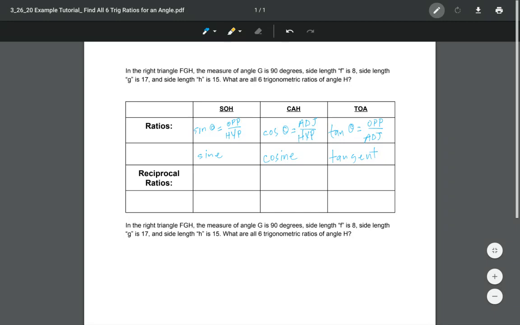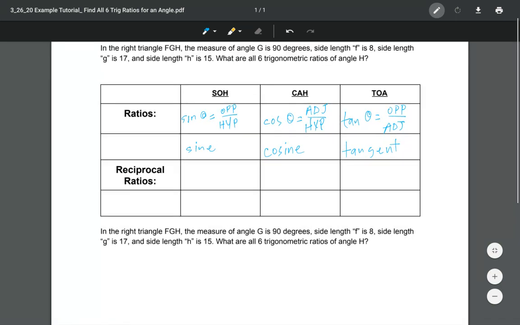Okay, so those are our 3 basic trig ratios. However, they're asking for all 6 trigonometric ratios. So each of these ratios has a reciprocal ratio. So the reciprocal ratio for sine is the cosecant. When we write that, we're going to do CSC for cosecant of the angle equals, and then we just take the reciprocal of the side length. So for sine, we had opposite over hypotenuse. So for the cosecant, we're going to switch that around. We have hypotenuse over the opposite.